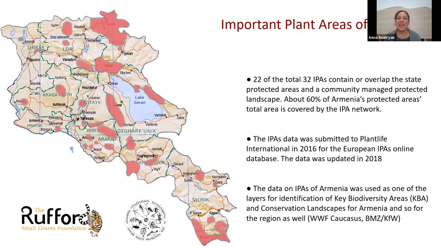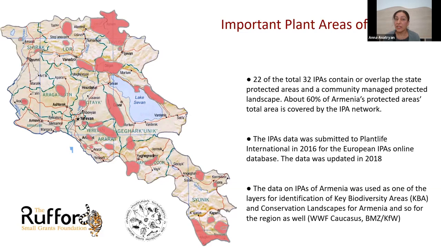And in 2016, we had this picture, 32 sites selected. 22 of the total 32 IPAs contain or overlap with the protected areas of Armenia. And so about 60% of Armenia's protected areas total area is covered by the IPA network. The IPA data was submitted to Plantlife for the IPAs European online database. The data was updated in 2018.